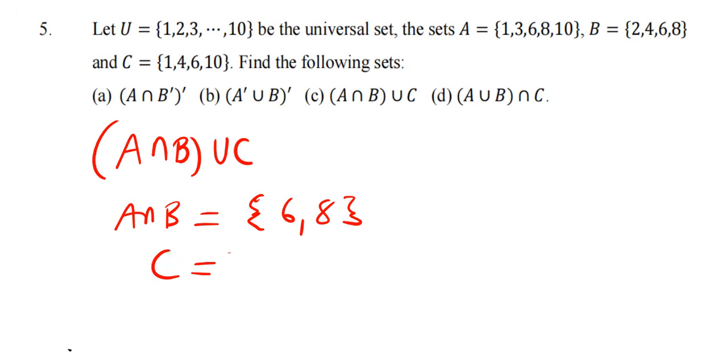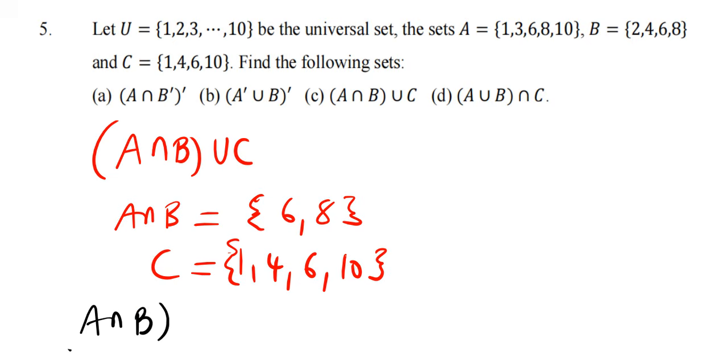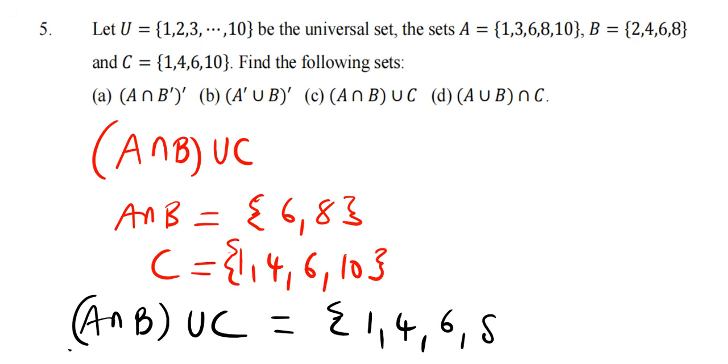C is 1, 4, 6, 10. So we're trying to unite these two sets. In this case, A intersection B union C will be equal to, you just combine these two sets. So in this case, I'm going to have 1, 4, 6, 8, 10. So basically, that is what I'm going to have.